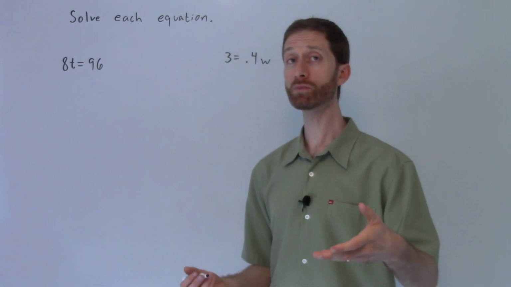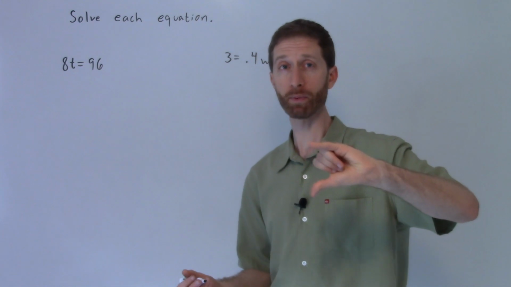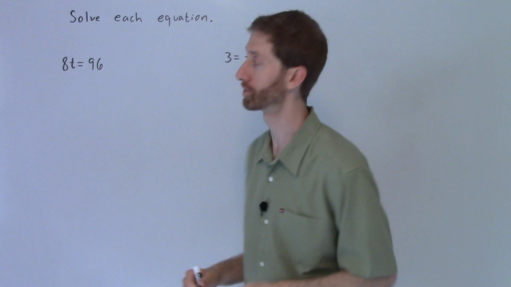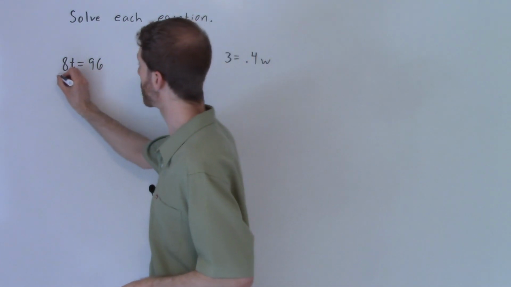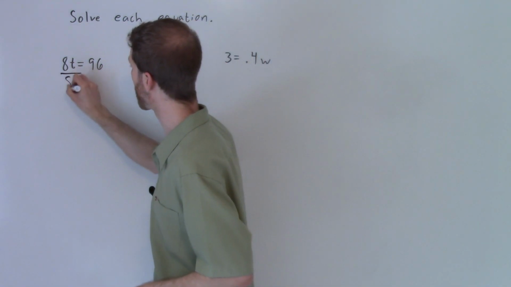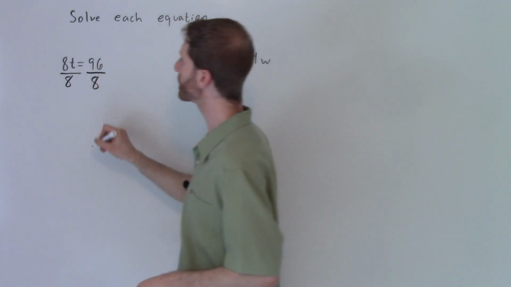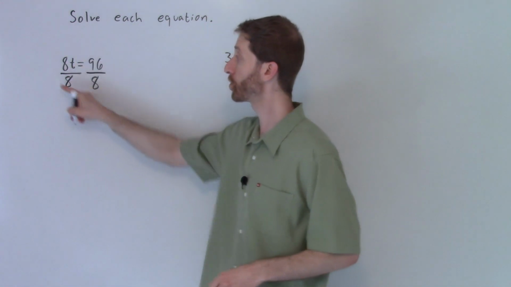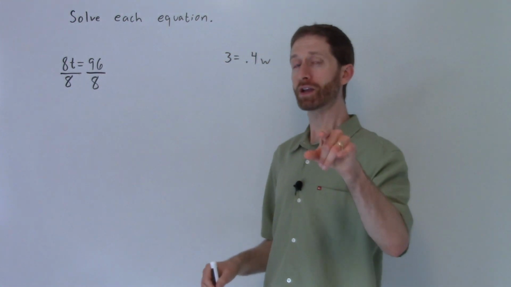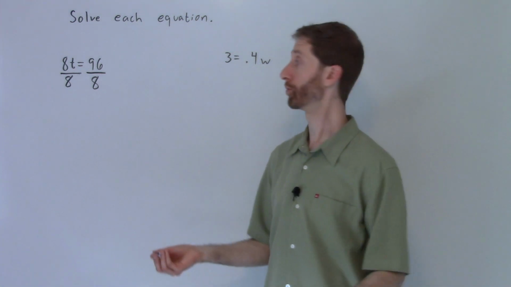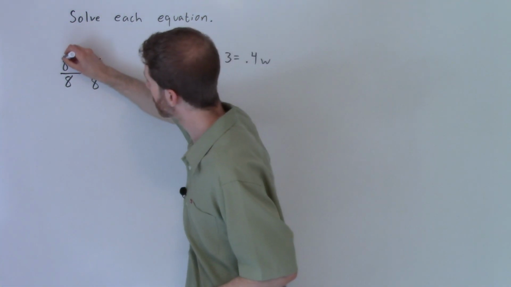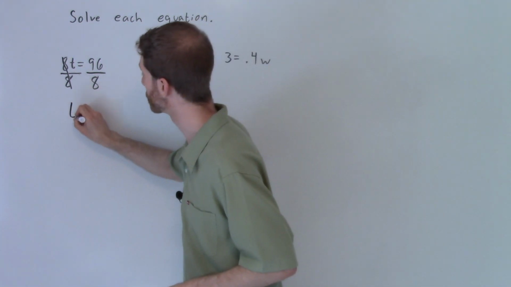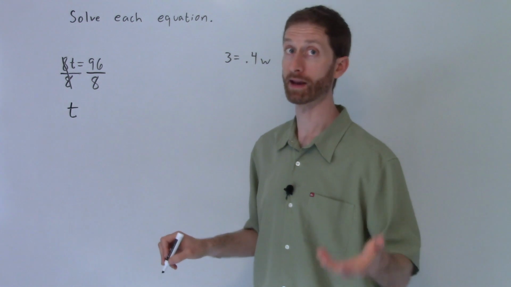Well, how we can undo multiplication is with the exact inverse operation, the opposite of multiplication: division. So I'm going to divide both sides of this equation by 8. What that does is undo the multiplication by 8 with division, and whatever I do to one side of the equation, I must do to the other side to keep the equation true. So 8 divided by 8 is 1. So I'm left with 1 times t, which is just t, because 1 times any number is that number.